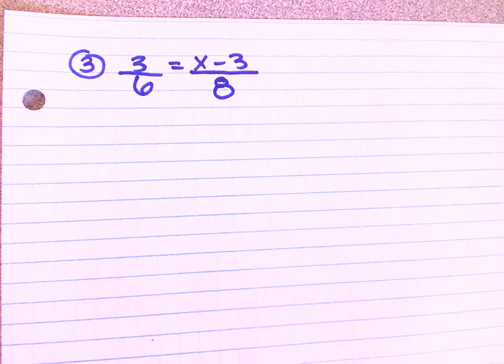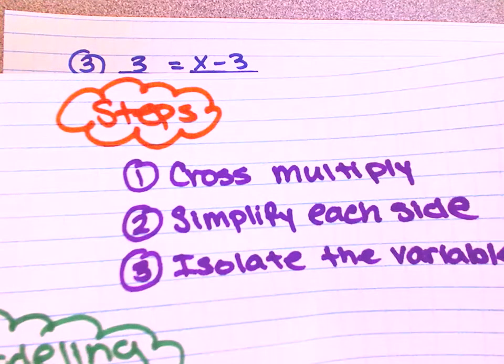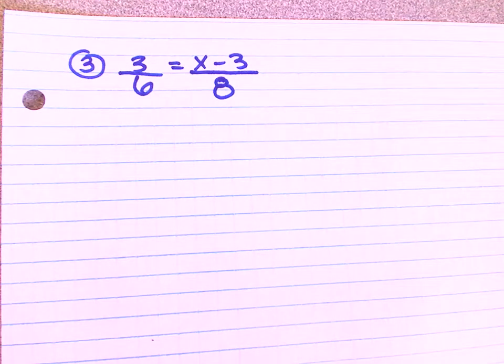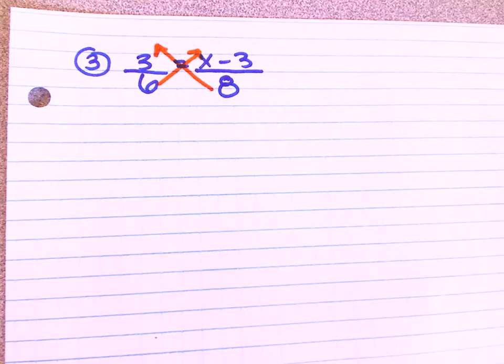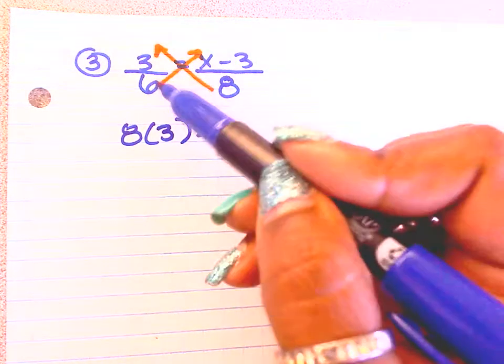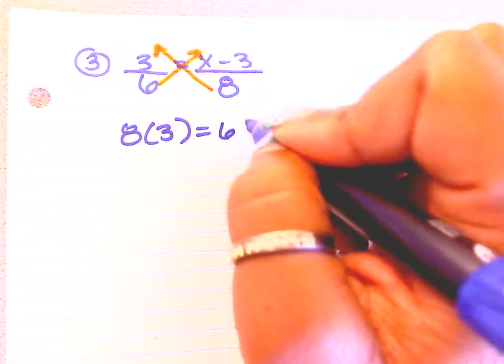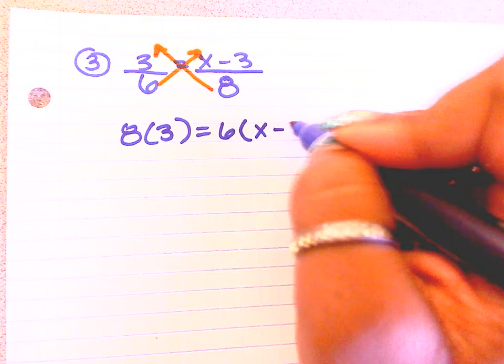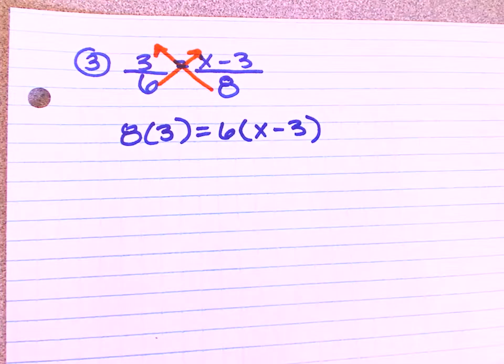I look back at what step 1, number 1 tells me, and I need to cross multiply, then simplify, then isolate. So I'm going to cross multiply first. So it'll be 8 times 3 and 6 times x minus 3. Now be careful how you write it. So I have 8 times 3 equals, follow my arrows, 6 times x minus 3. 6 times x minus 3.